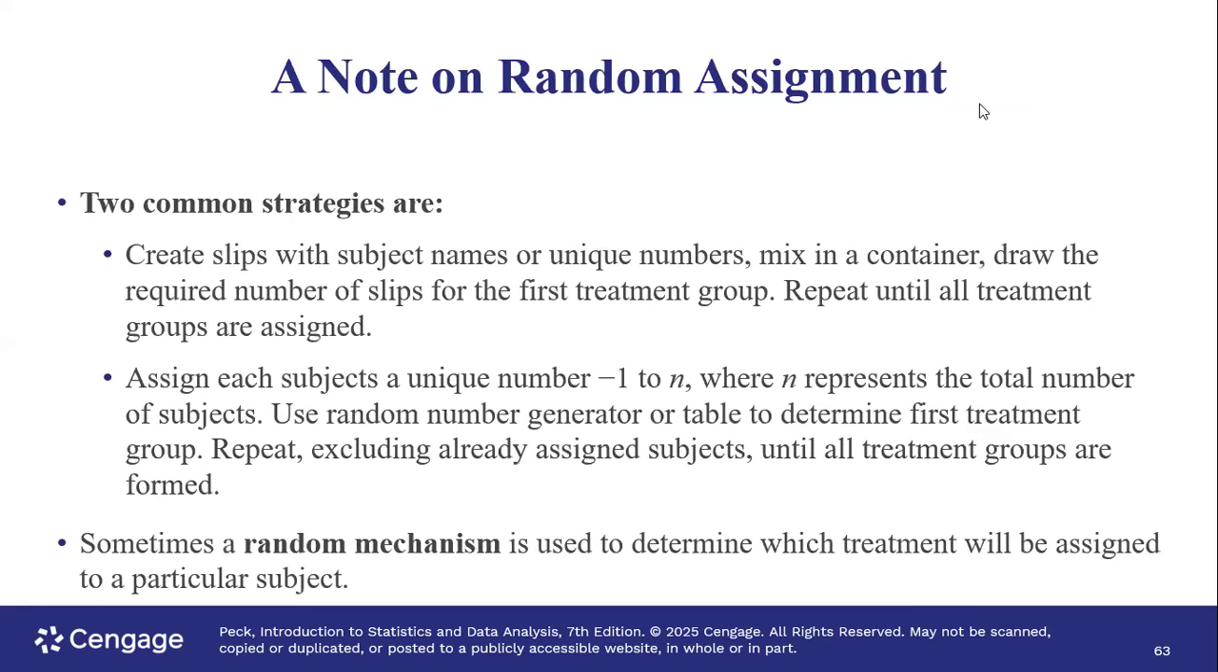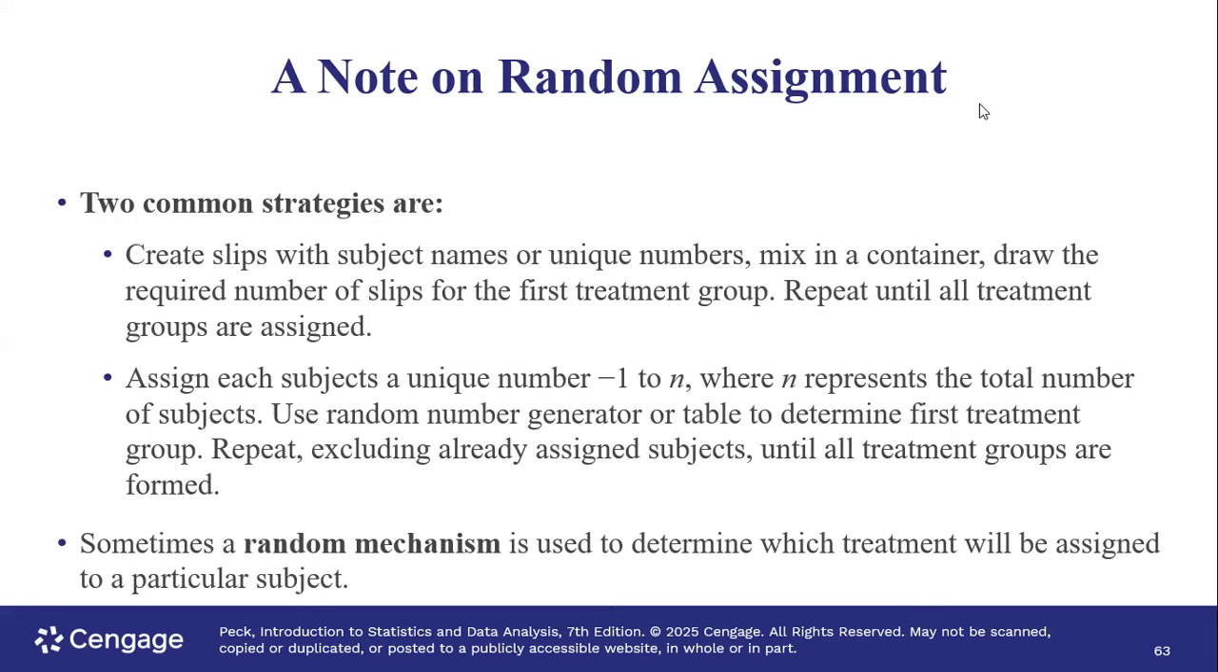So moving forward, okay. Note on random assignment creates. So how will you randomly assign people? Well, one way is to create slips, okay, with subject names or unique numbers mixed in a container. This is the old fashioned way where you are writing the number. Suppose there are 50 participants in your study. In small slips of paper, write the numbers from 1 to 50, fold them up, put them in a big container, shake up the container, and then randomly, like lottery, draw the numbers. Okay. Repeat until all the groups are assigned.